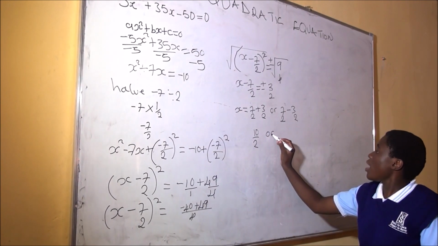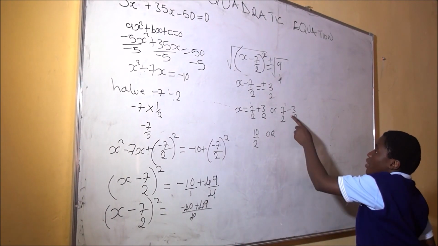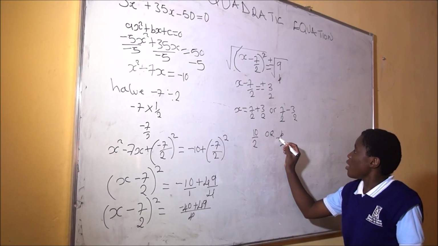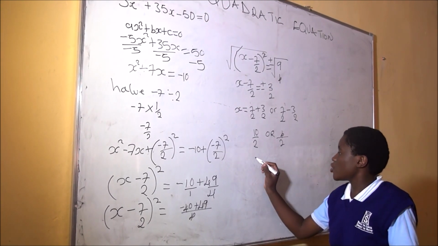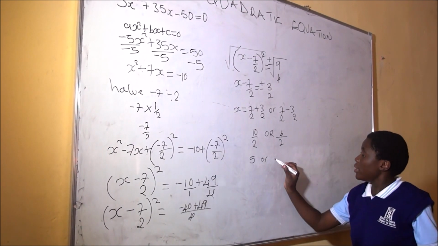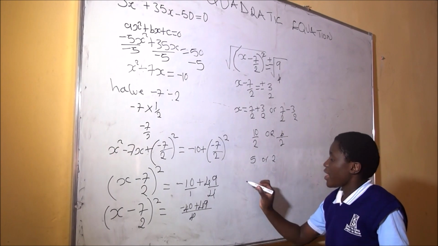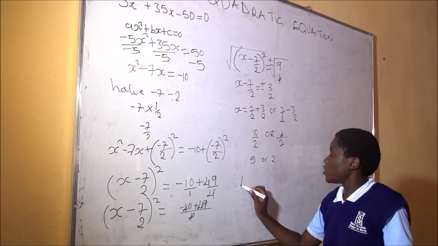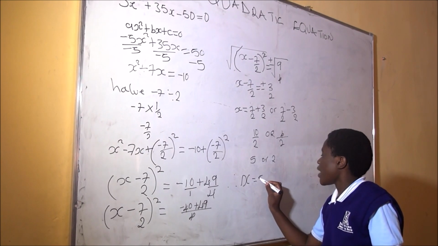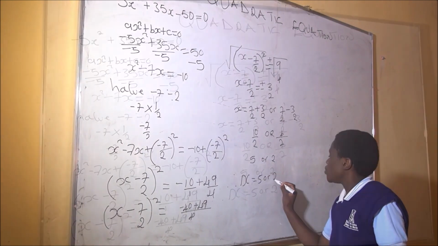Or when you subtract 7 minus 3, it's going to be 4 over 2. When you divide 2 into 10, it's going to be 5. Or 2 into 4, it's going to be 2. Therefore, the values of x are 5 or 2.